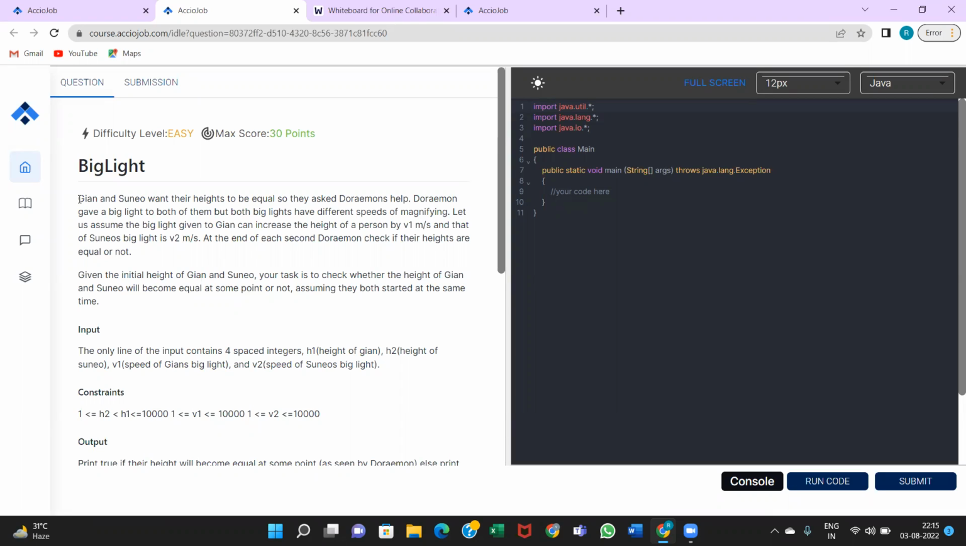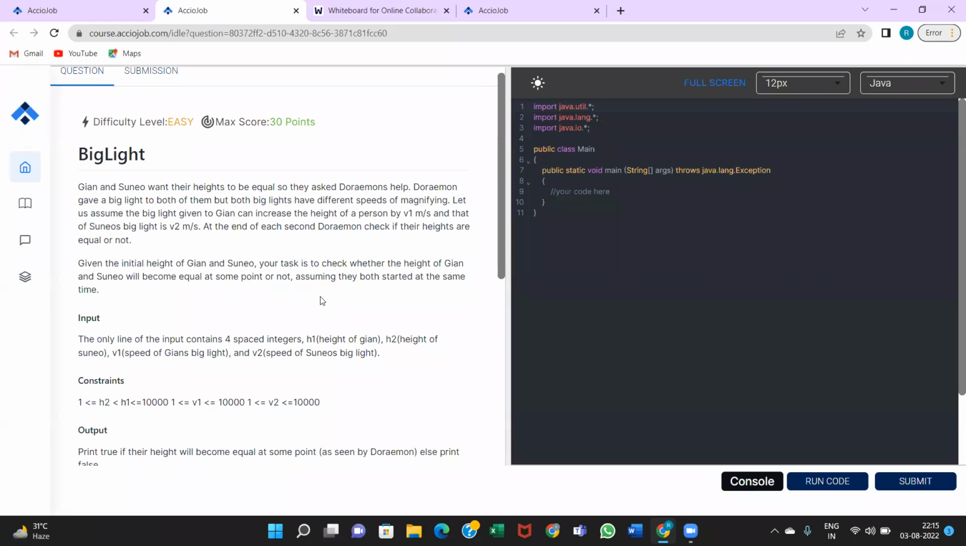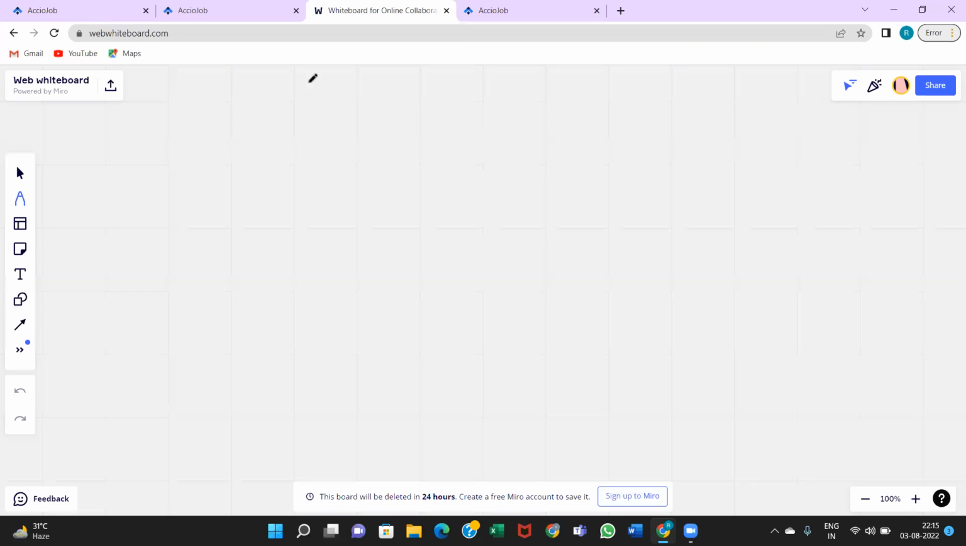At the end of each second, Doraemon checks if their heights are equal or not. So given the initial height of Jian and Sunyo, your task is to check whether the height of Jian and Sunyo will become equal at some point or not. So what is the input? Whenever you solve a problem, first of all, you should read the problem thoroughly. Try to understand what inputs are given to you. Okay. So what is our aim?